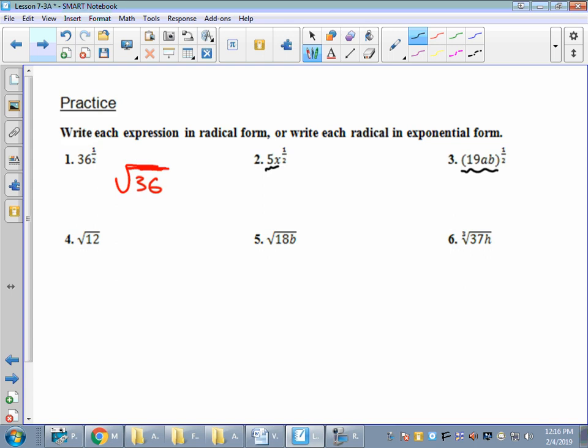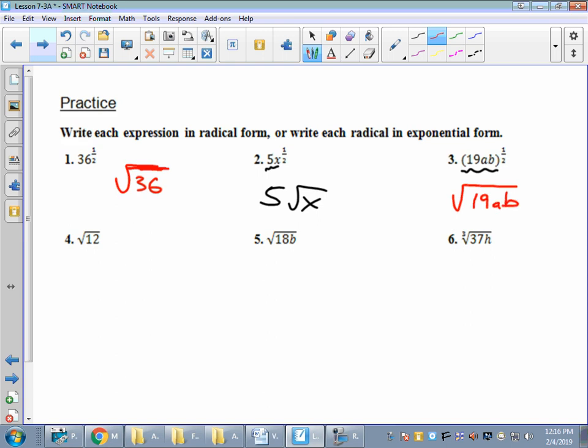So in this case, our 5 would be pulled out, and then it would be times the square root of x. And that would be it there. Again, the difference with number 3 is everything here is in parentheses, so that means everything is going to the 1/2 power. So again, 1/2 power we know is the square root of 19ab.